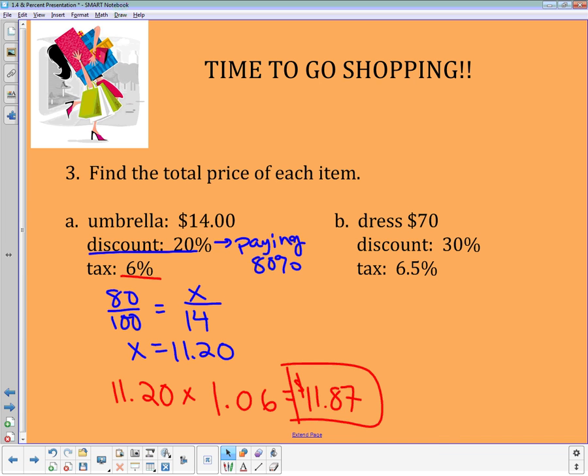Why don't you go ahead and stop the video at this time and do part B on your own, and then we'll come back together and just talk about that absolute value box for a second. So moving on to the absolute value box.